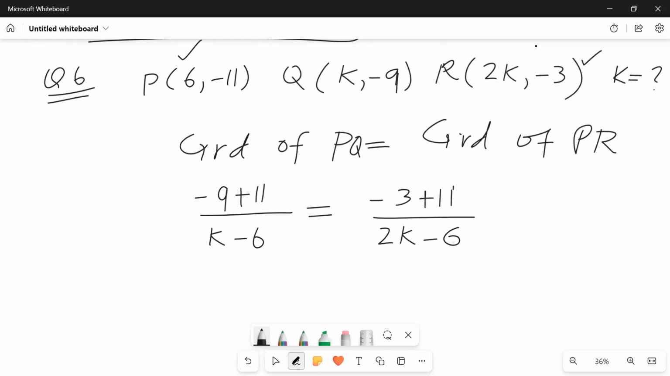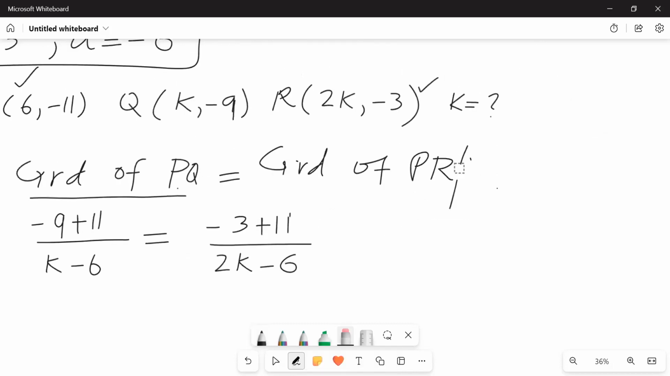Is it clear? Miss, can you explain it once again? Okay. According to the question, P, Q, R are 3 points. If the gradient of PQ is equal, it means they are equal, so gradient of PQ is equal to gradient of PR. Then we have to find the value of k. I will write here, this is the question. Find value of k.